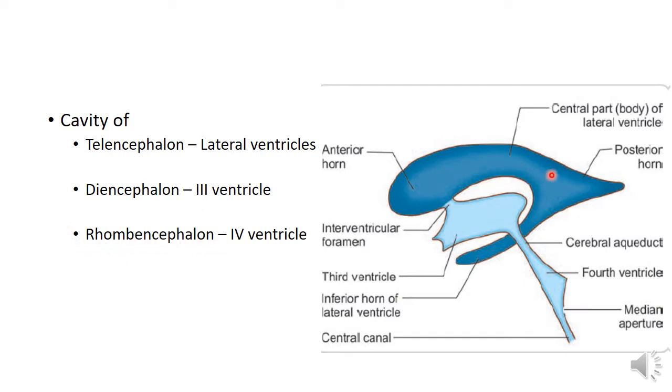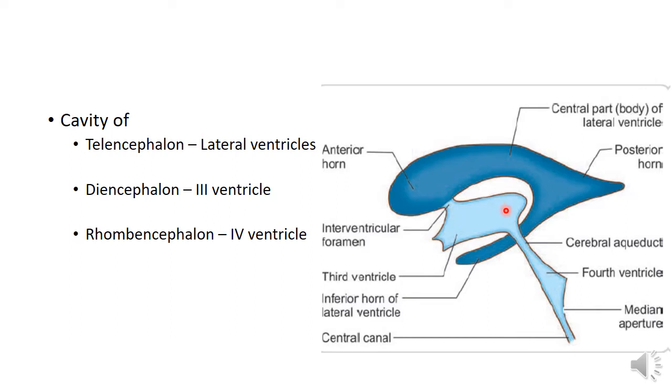Now, if you could go through this picture, you can see all these ventricles are interconnected. The lateral ventricle is connected to the third ventricle, and the third ventricle is connected to the fourth ventricle. The two lateral ventricles which is present on each cerebral hemispheres, they get connected by this foramen which is called as interventricular foramen, or it's also called as the interventricular foramen of Monro.